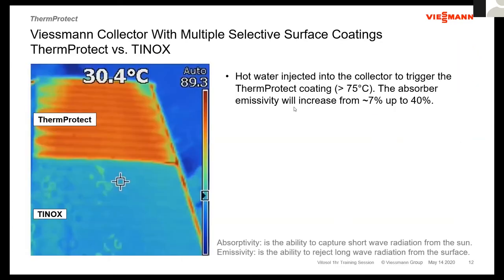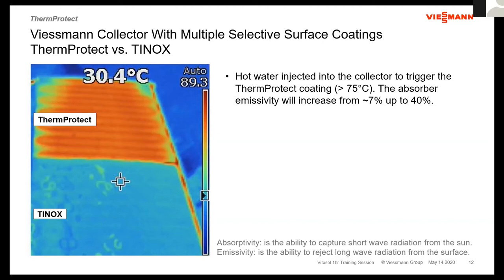And this is where I want to introduce ThermProtect and what we're talking about as far as a collector. ThermProtect is the absorber coating that we use in our 200 FM collectors. And what it does, basically, as the temperature in the collector starts to rise, it's going to get to a certain point, about 75 C, or about 170 degrees Fahrenheit, where the absorber coating is going to start increasing its emittance of energy. So it's going to absorb, but it's going to emit more of that energy, or release it from the collectors, so it doesn't overheat or slows down the process of overheating.